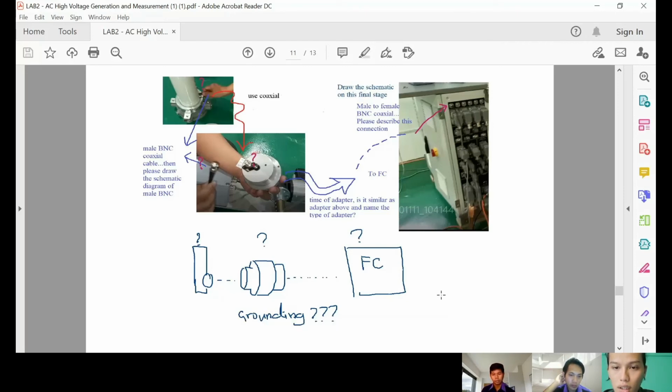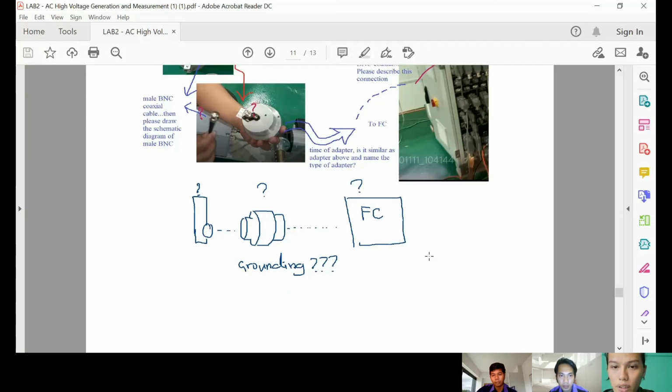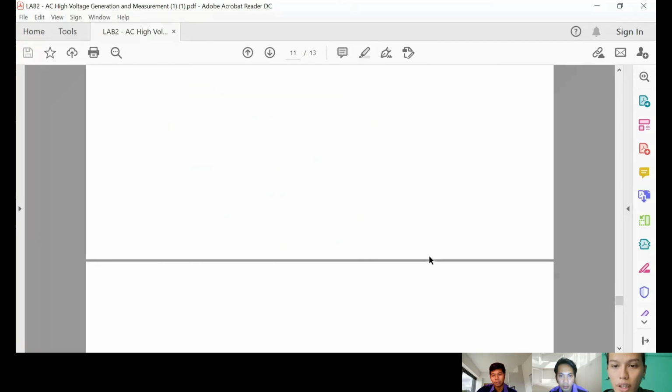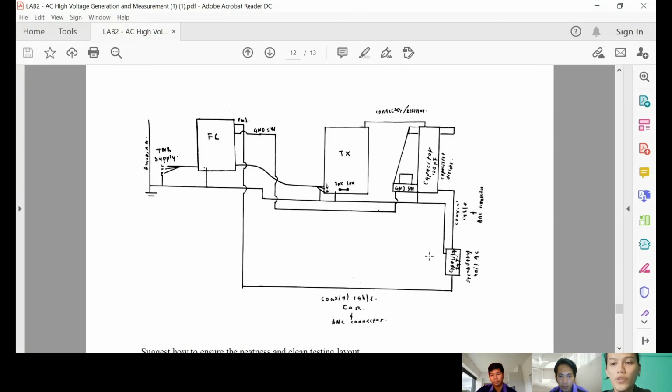So the last question is to suggest how to ensure a neat and clean testing layout. Conceal the cable, like the braided copper for grounding shown in the video. This is to avoid incidents during the lab session. Second, the place for the transformer and the floor pedestal needs to be fixed and permanent, so it will not be moved by students.